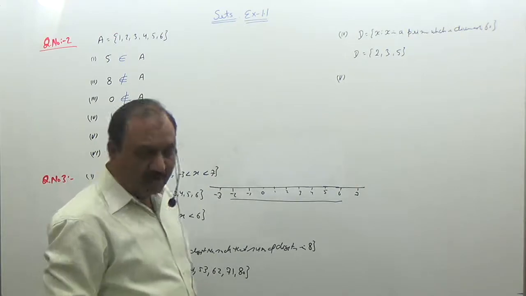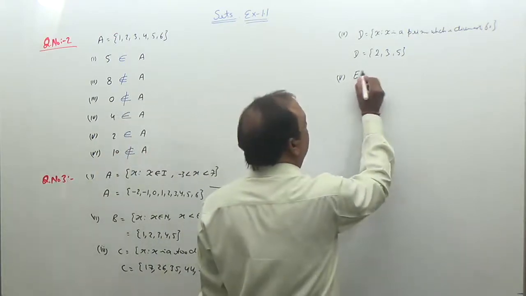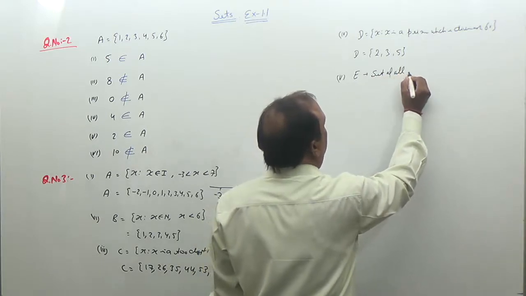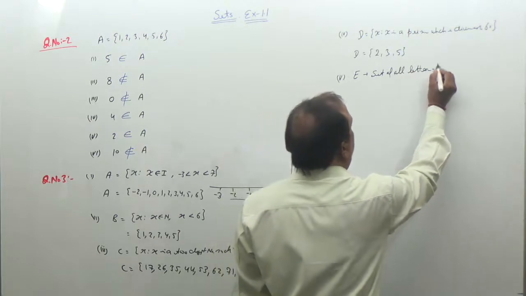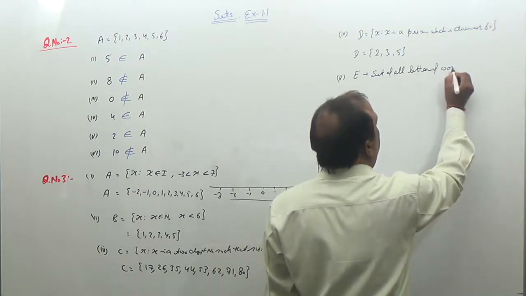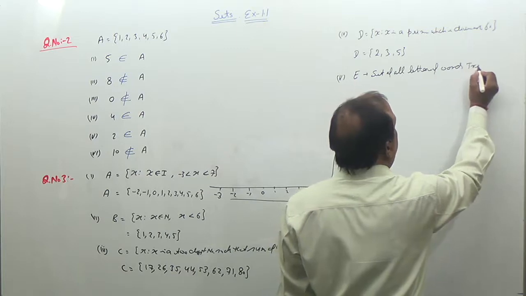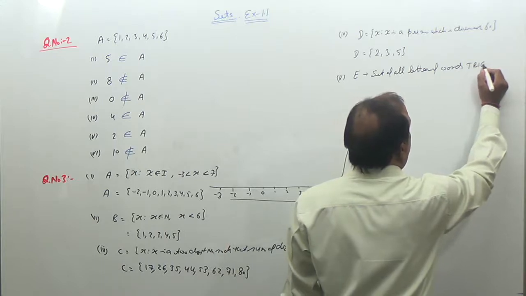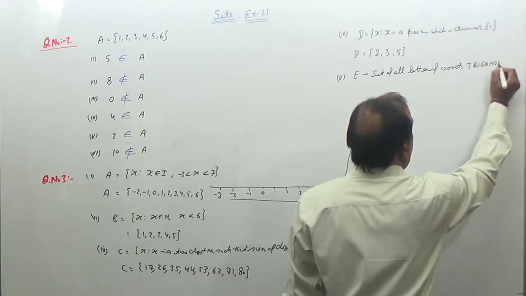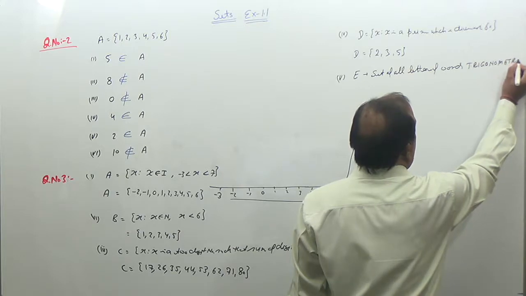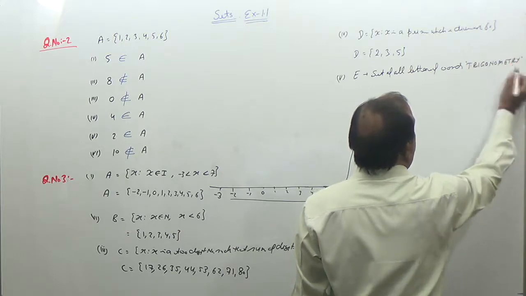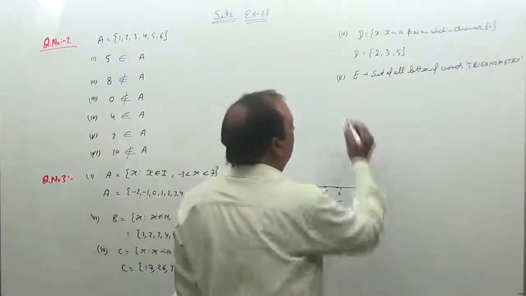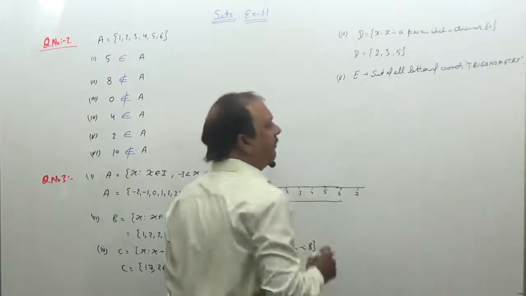E is the set of all letters of the word trigonometry. So this one is the set builder form.